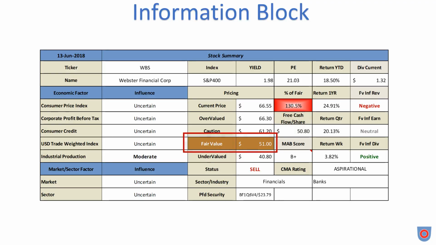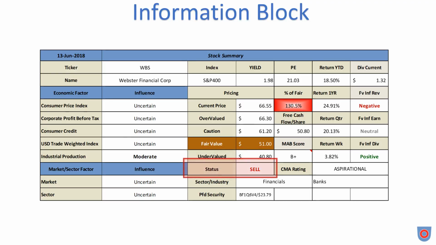Information on fair value includes the current fair value, the percent of fair value that the current price represents, a price that represents a caution level when the stock would be getting close to being overvalued, a price that represents overvaluation, and a price that represents undervaluation.